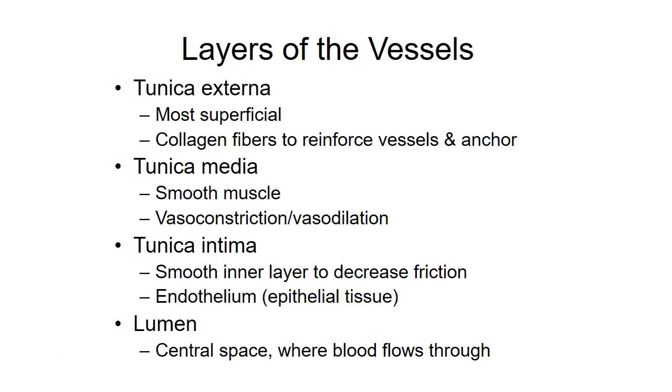All right. Okay, so tunica externa we talked about, tunica media, smooth muscle. Tunica intima is the innermost layer where we have a lot of the epithelial tissue, which is known as the endothelium, and then we have the central space where blood flows through. All right?